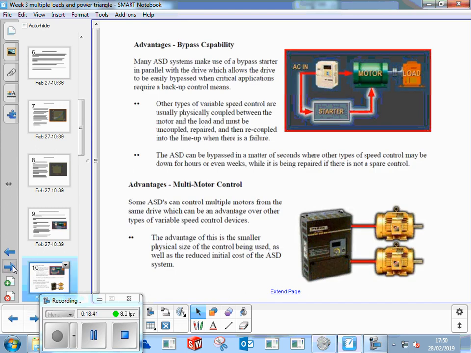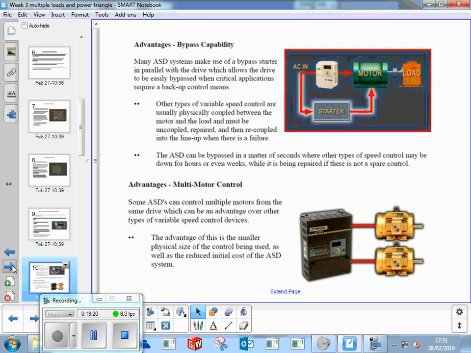Bypass capability. Many ISD systems make use of a bypass starter in parallel with the drive. What that allows is you to switch the power to the motor through a direct online or star delta starter, so you can take the ISD out for repair or service. If it does break down, they're fairly simple to bypass because you haven't made any significant changes to the rest of the system. It's still a basic three-phase induction motor.